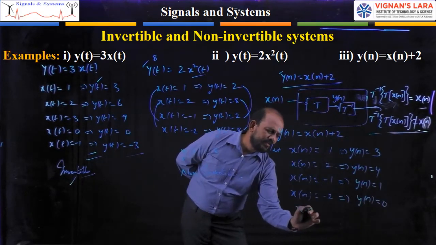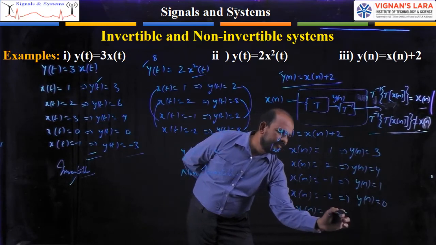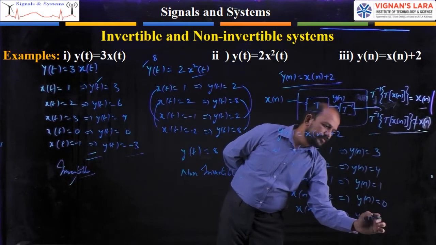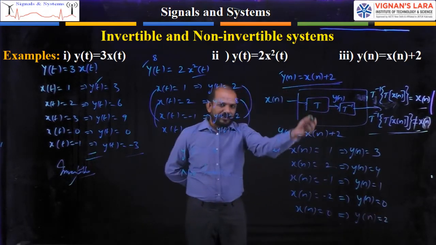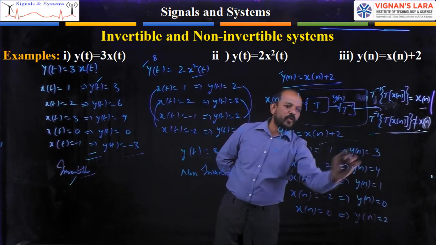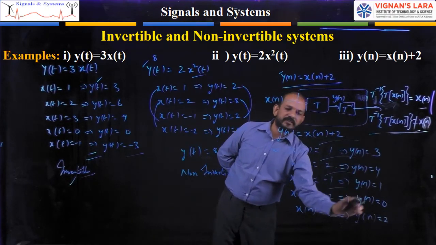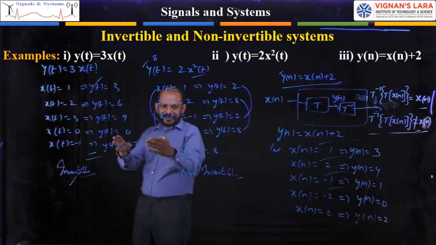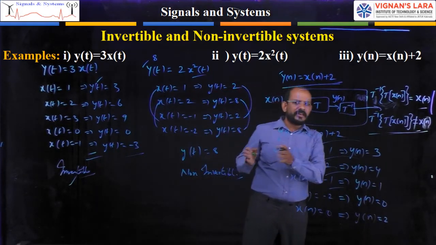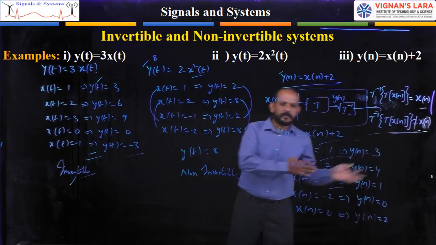Or you can take x of n equal to 0. And what is y of n? 0 plus 2, 2. That is, for different inputs, I am getting different outputs. That is, there is only one-to-one mapping. That is, there is a unique relationship between input and output. That is, the input will appear at the output. The system input will appear at the output.